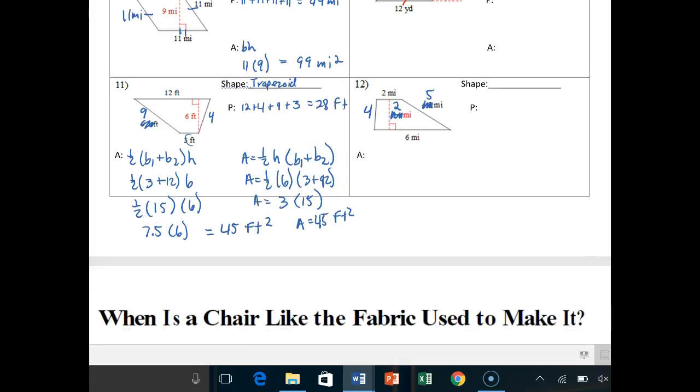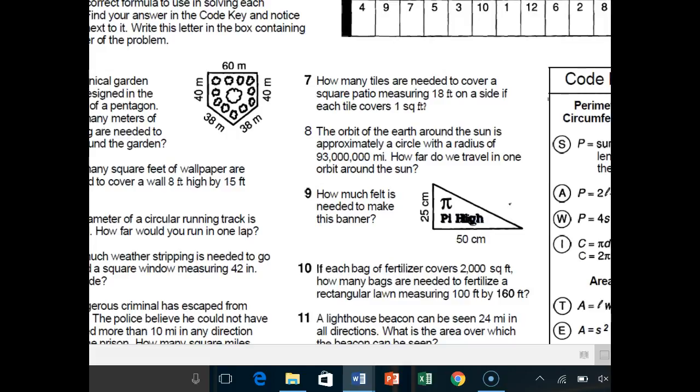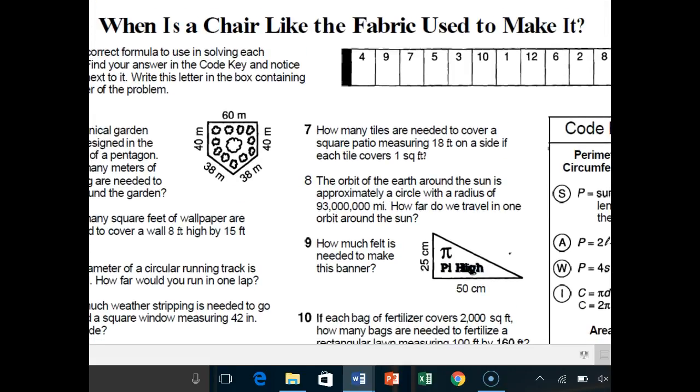Okay. Lastly, when you have time, basically you'll be doing this puzzle. I'll help you out with number 1. It says botanical garden. I know it's kind of cut off. Has the shape of a pentagon. How many meters of fencing need to go around the garden? So what would you do to find the perimeter?